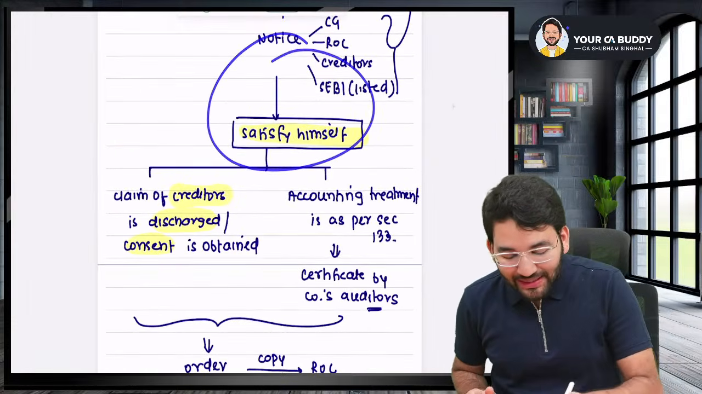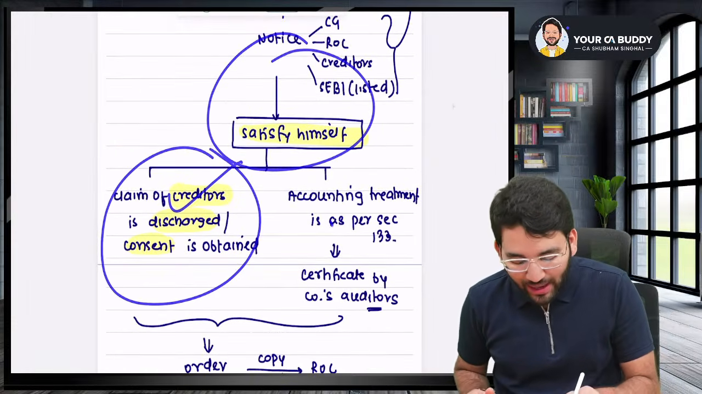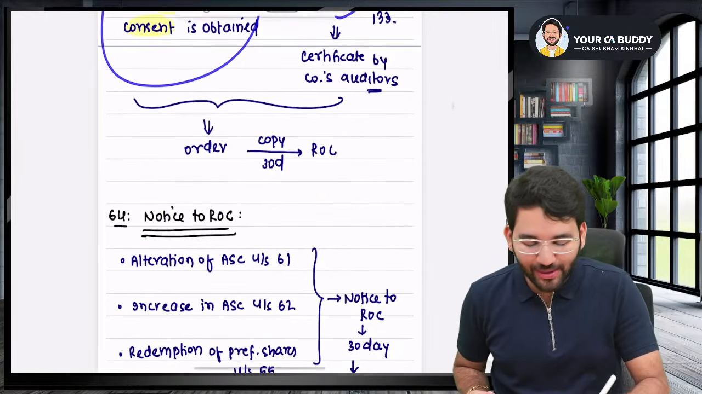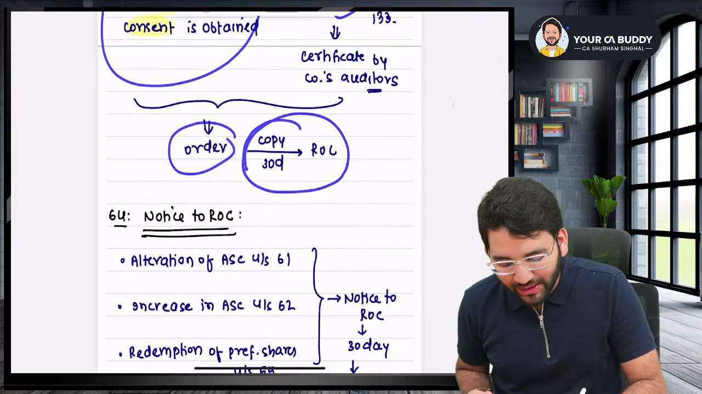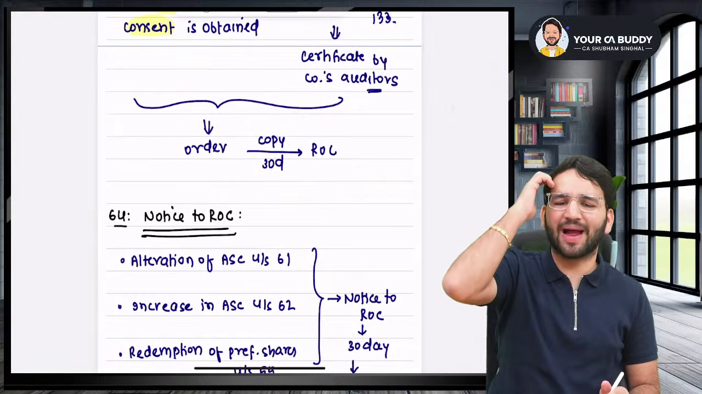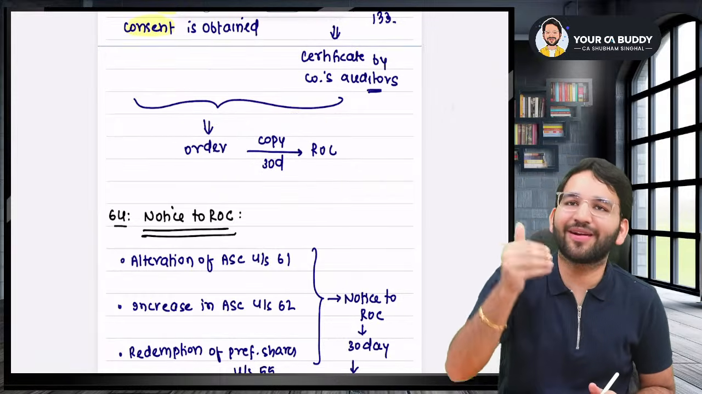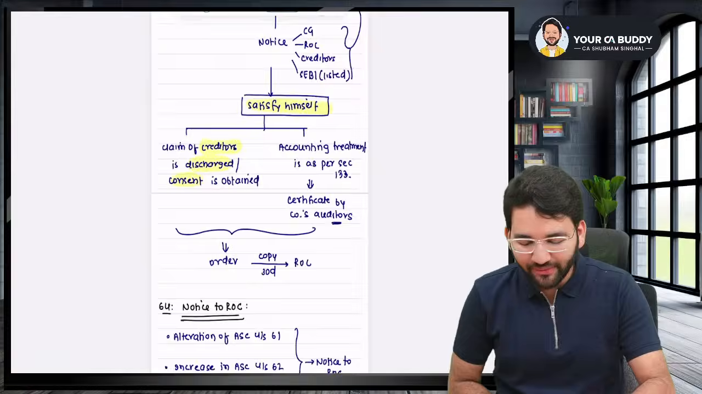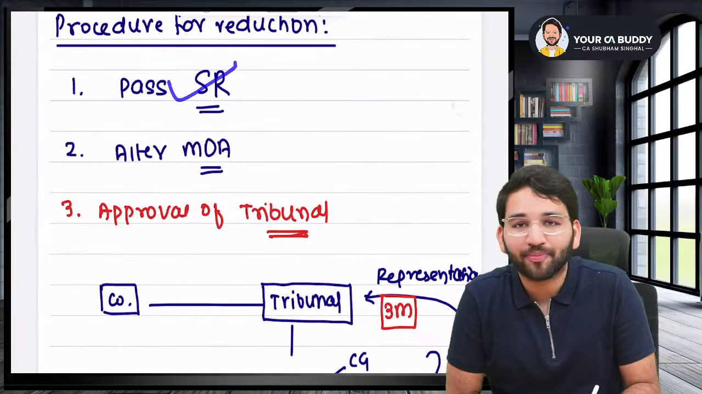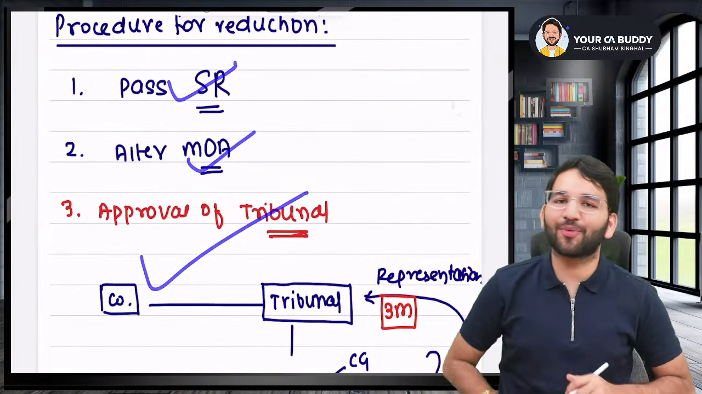So if the tribunal is satisfied about two things, that creditors are okay and accounting treatment is okay, then it will give an order and you'll file that order with ROC, and that is when your reduction in share capital will be effective. So it is a very simple process, sir. Number one, special resolution. Number two, MOA alteration. And number three, approval of tribunal.